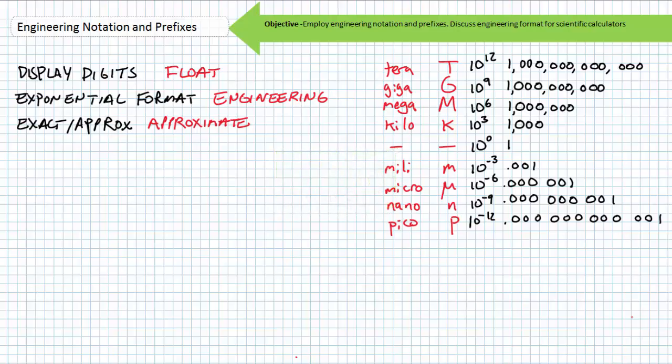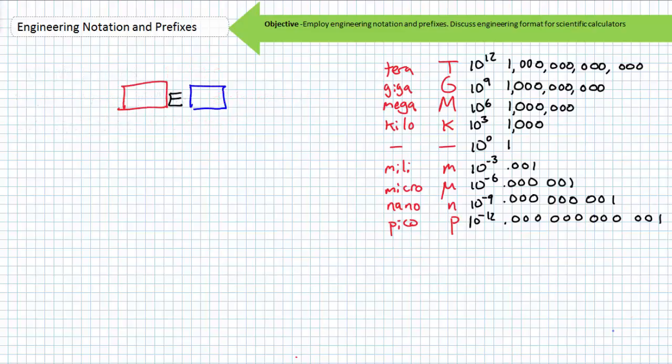Display digits float, exponential format engineering, exact approximate. Today's tasks are to 1. Learn to read a number displayed in engineering format on the TI-89, and 2. Learn to enter a number using engineering notation or prefixes into the TI-89. If you have a different calculator, obviously the keystrokes and display will be different, and you're going to have to figure it out by yourself.